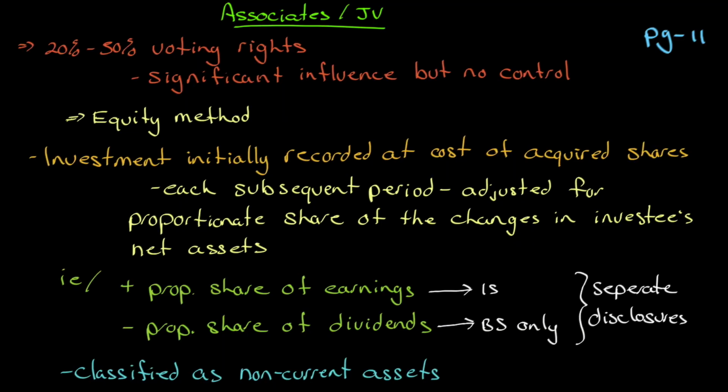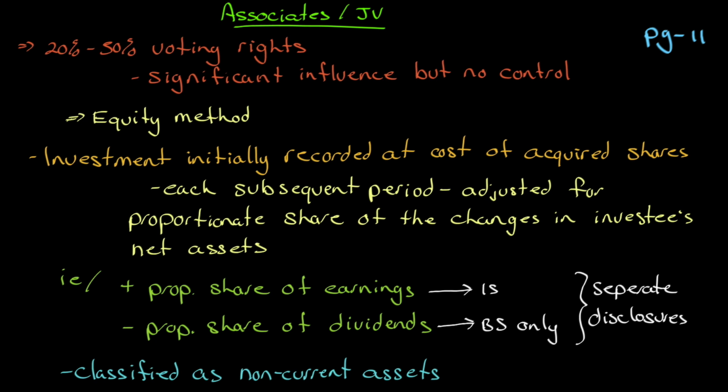All right, we're on section 5 now, which deals with associates and joint ventures. And while they are different, an associate is significant influence, 20 to 50% voting rights, but no control, whereas a joint venture is jointly controlled. Why they're grouped together is because they both use the equity method of accounting for the investment.